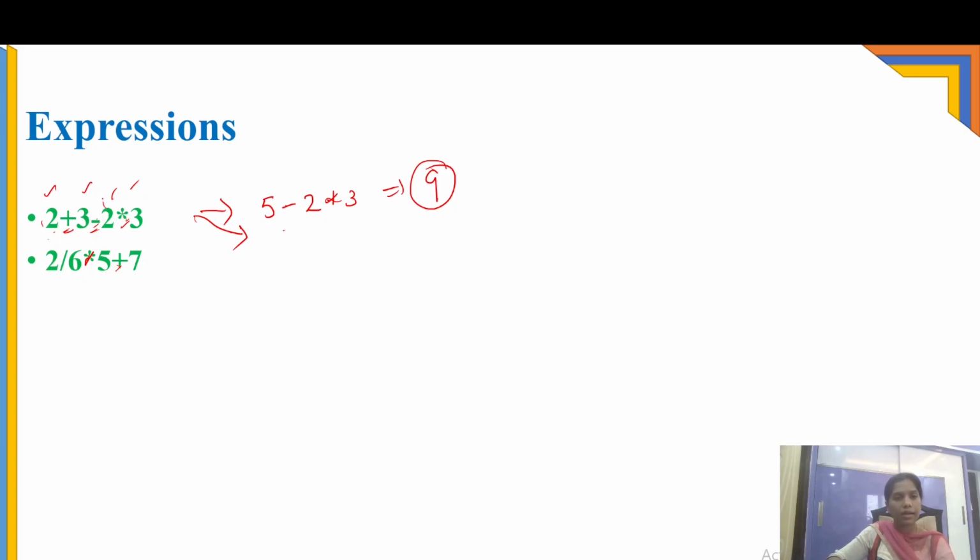I'll do it in another case. First 2 into 3, I'll do 6. 2 plus 3 minus 6. 2 plus 3, 5. 5 minus 6, minus 1. See, for the same expression I am getting different results, right? So which one is correct? So to avoid this ambiguity, we have precedence. Precedence means which operator must be evaluated first, either plus or minus or star. This is called precedence.